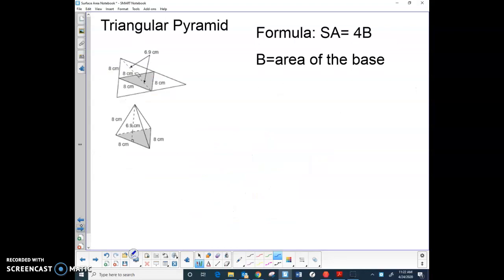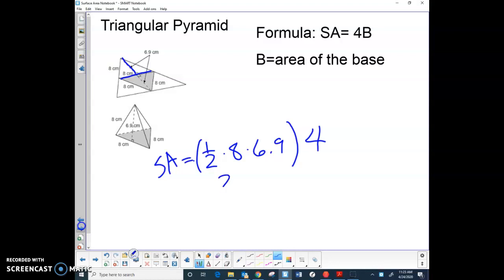All right, triangular prisms, or pyramids, excuse me, are actually a little bit easier because a triangular pyramid just makes 4 of the same shape. So we can just find the area of our base, which in this case, remember, it's a triangle, so 1 half times we have an 8, and then the height of our triangle is 6.9. And we have 4 of these. We can just find the area of that base and multiply it by 4, so the area of our base is 27.6. We have 4 of those, which comes out to be 110.4 centimeters squared. Remember, we're dealing with area, so units are always going to be squared.